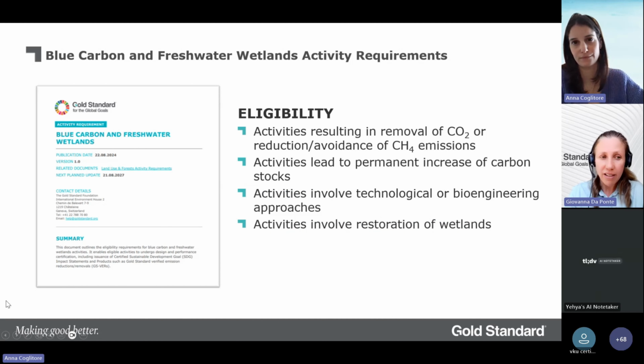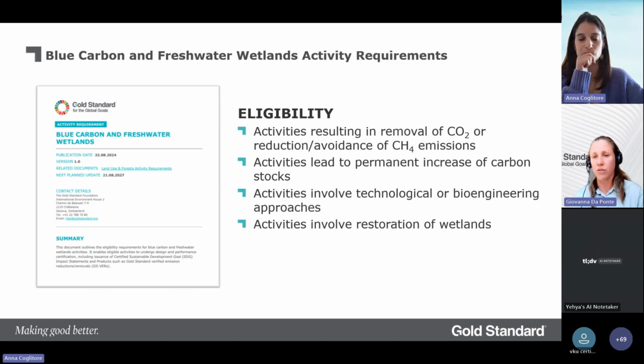Talking about eligibility, this is very important to keep in mind under this framework. Eligible activities focus mainly on carbon removals or methane reduction, emphasizing ecosystems such as mangroves, seagrass meadows, or freshwater wetlands. These criteria require activities that deliver measurable and permanent increases in carbon stocks, whether achieved by managing the natural regeneration of mangroves, rewetting peatlands, or introducing biochar. So important to take into account is, again, the eligibility of the project. Next slide, please.